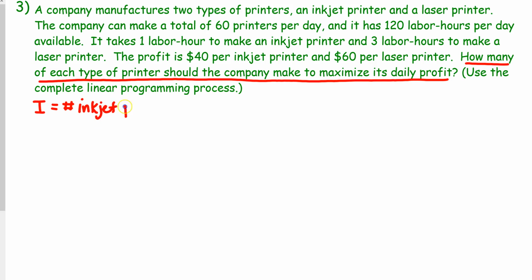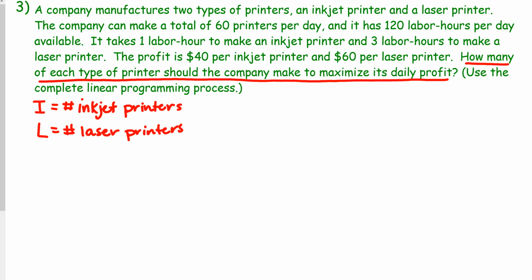I don't want to use a lowercase i because that could be something else in math. And also I want to put the top and the bottom on the I because I don't want it to look like a 1. And then I'm going to let capital L be the number of laser printers. And again, I'm going to make that a capital L, not a lowercase l, because I don't want it to look like a 1.